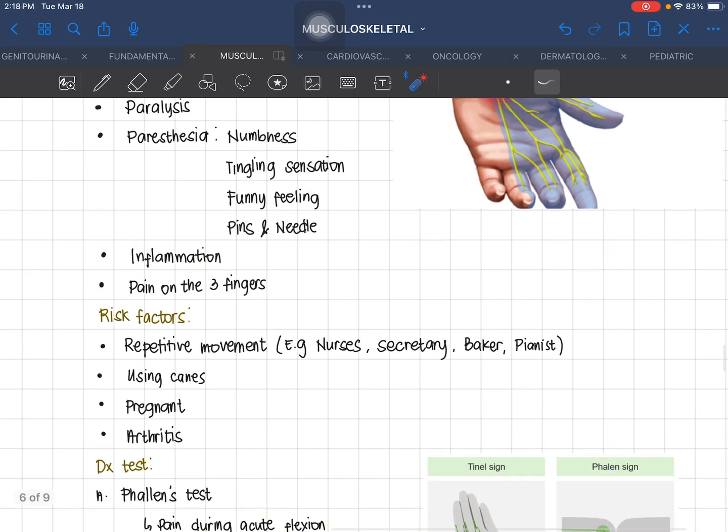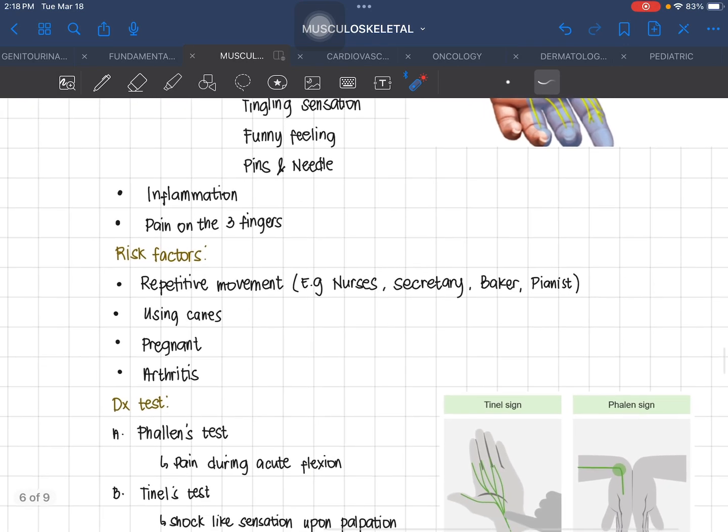Ang risk factors na to ay yung mga repetitive movement. So, kapag ulit-ulit, parang nasasanay siya, naiipit. Common to sa mga nagtatype, mga nagki-keyboard, nurses, secretary, baker, pianist, yung mga repetitive movements. And also, sa paggamit ng canes, use of canes, sa mga pregnant and also sa mga patient with arthritis.